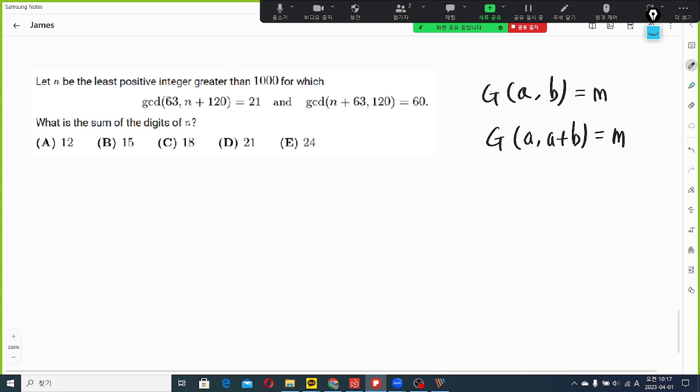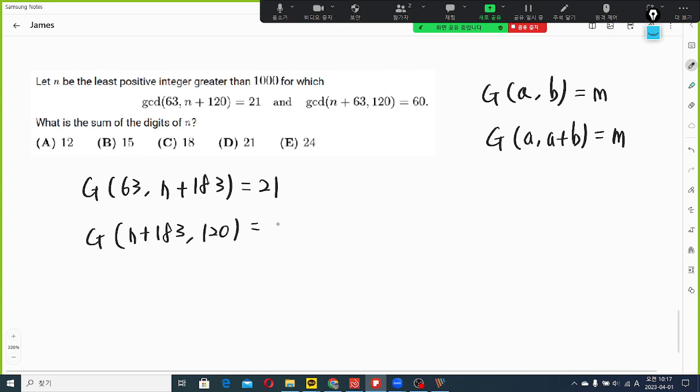So for the first case, the GCF between 63, and we can add 63 and m plus 120. That's equal to m plus 183. The GCF between these two numbers is 21. And for the second case, we can also add n plus 63 and 120, and the GCF doesn't change. So now we have the common value, n plus 183. So n plus 183 is also a multiple of 21 and 60.